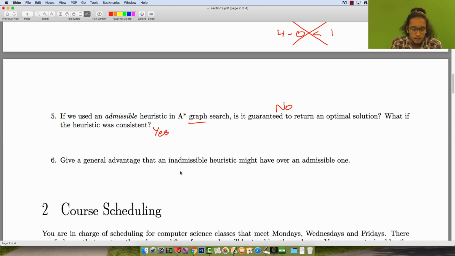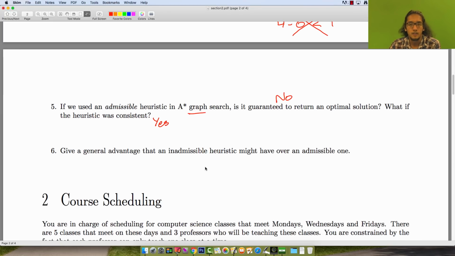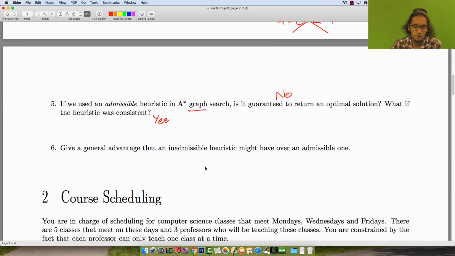Number 6 is give an advantage that an inadmissible heuristic might have over an admissible one. So, even though inadmissible heuristics don't always give us optimal solutions for A star search, that does not mean that they're completely useless. In particular, the main advantage which this question is asking about is the fact that inadmissible heuristics might be easier to compute compared to admissible ones.